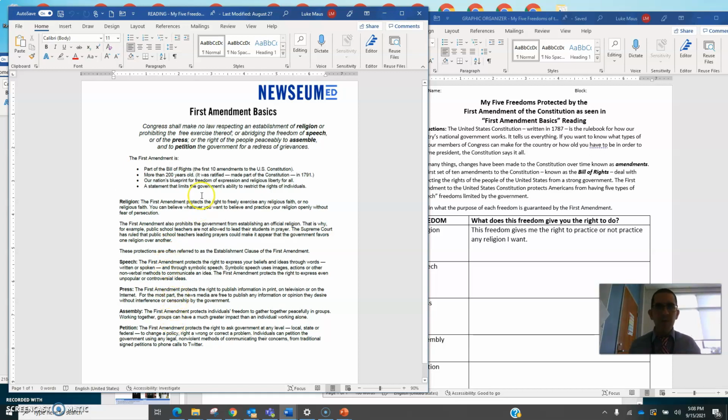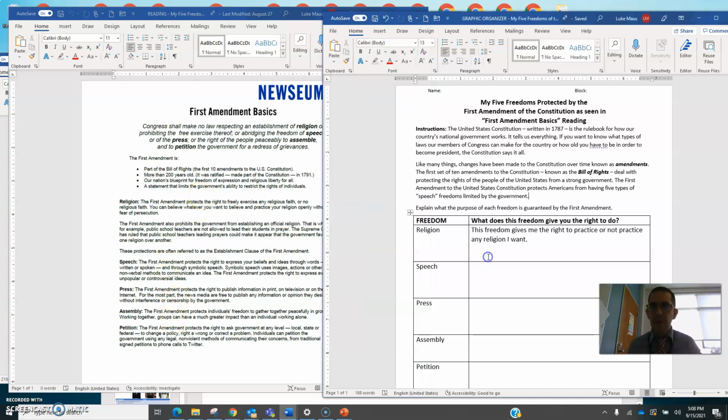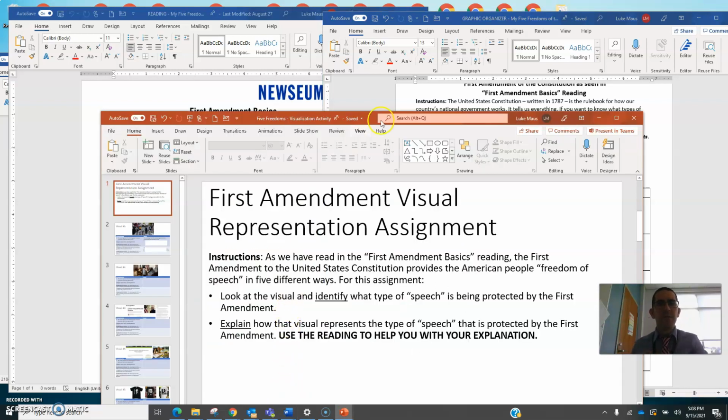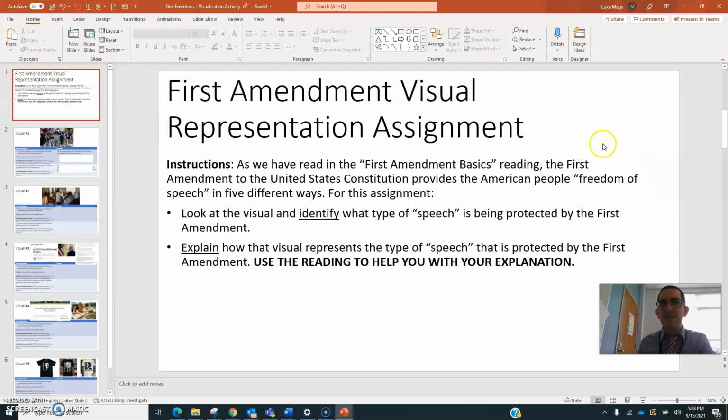All right, now that you have completed the reading, as well as completed the graphic organizer, what you're going to do is you're going to be working on the First Amendment visual representation assignment. So we're going to go over the instructions and we're going to look at a model example.